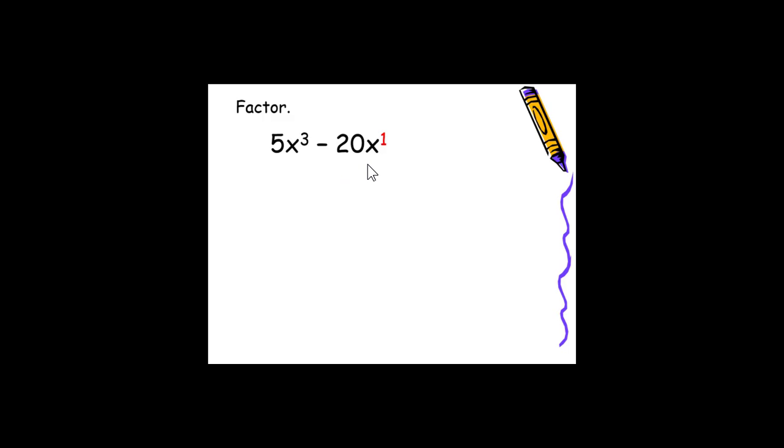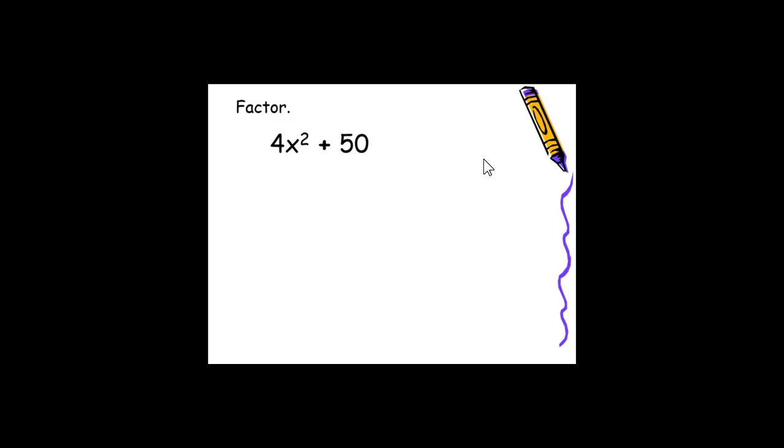We can factor out an x. We have 3x's in the first one, 1x in the second term. Therefore, we could factor out 1x. We could also factor out a 5, since 5 is a multiple of 5 and 20 is a multiple of 5. We can now factor the binomial inside the parentheses, and we will get 5x times the quantity x plus 2 times the quantity x minus 2.